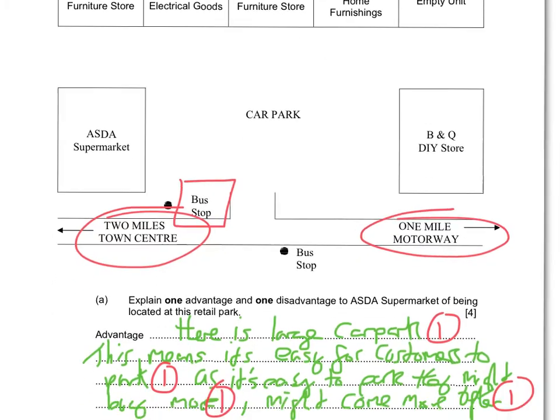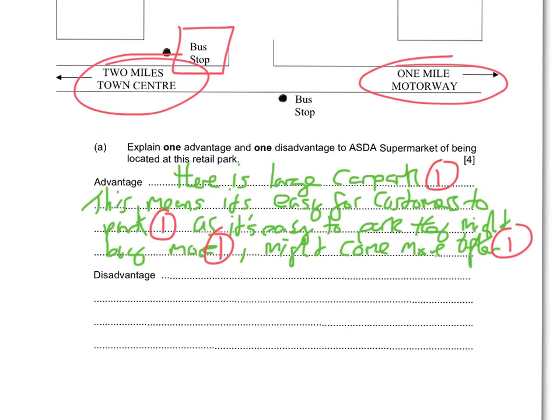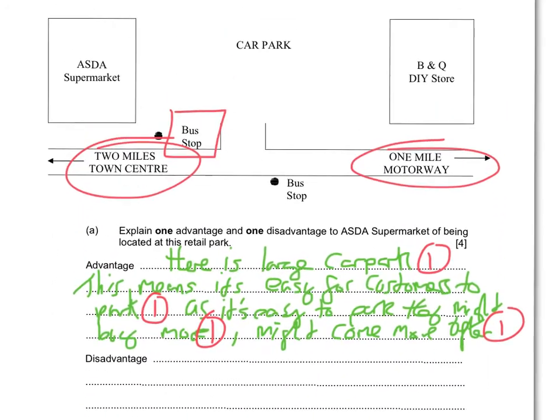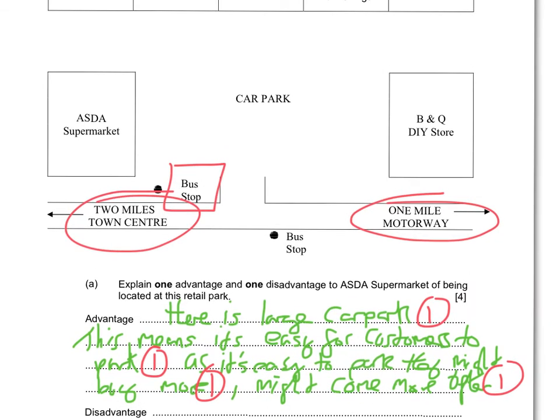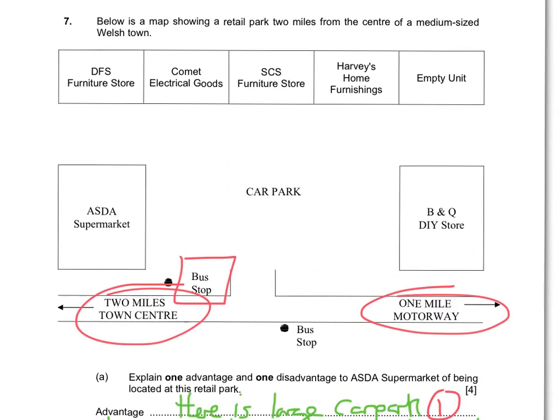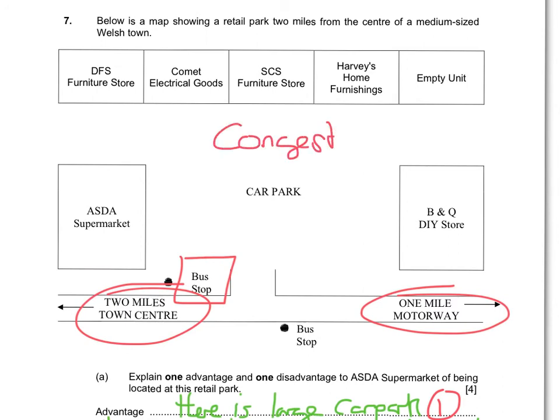Right, next bit. Right, disadvantages. So, anything will do it. Literally anything. So the one they've said in the mark scheme is, because there's lots of shops, there might be loads of congestion. So that means that people might not be able to get to the car park. Fine. It also says that it's quite far away from the town centre, so that means people might not come from the town centre. I think that's pretty much what you can say.